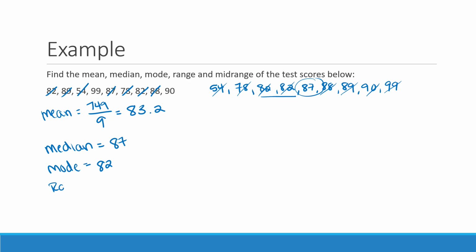My range is going to be the highest minus the lowest. My highest is easy to tell when you have them written in order, so that's why I would suggest always doing that. So 99 minus 54 is going to give us 45. My mid-range, what I'm going to do is add my highest and my lowest together, so 99 plus 54, and then divide that answer by 2. So 99 plus 54 is going to give us 153, divided by 2 is going to give us 76.5.